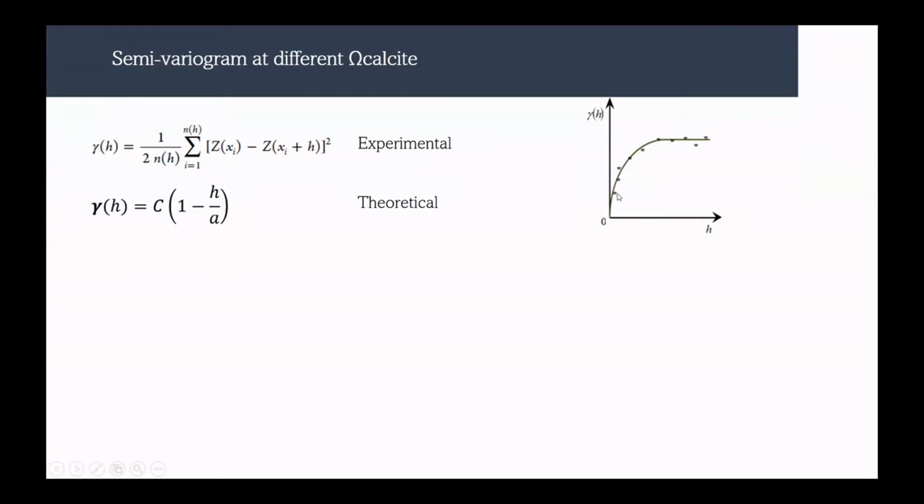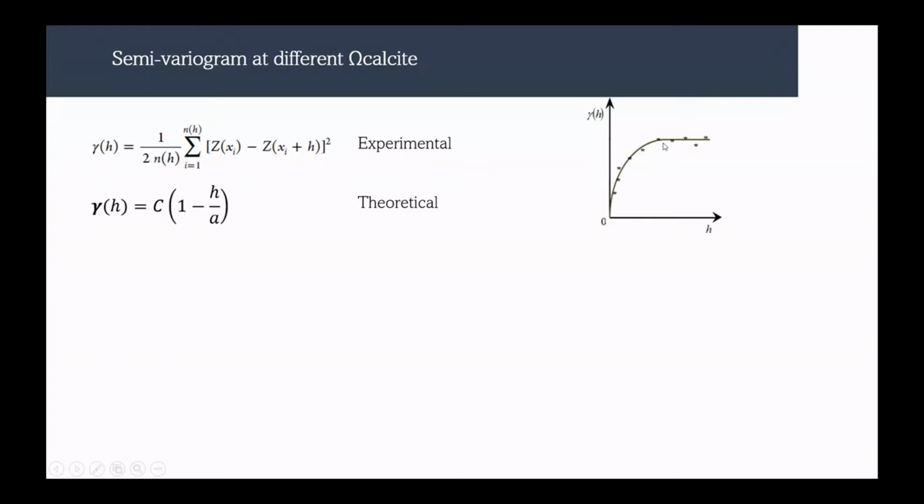And so the idea is that if we look at two points at a short distance, they tend to be more similar than points at a larger distance. So as we increase the distance, the data points become more and more dissimilar, until we reach a plateau value.